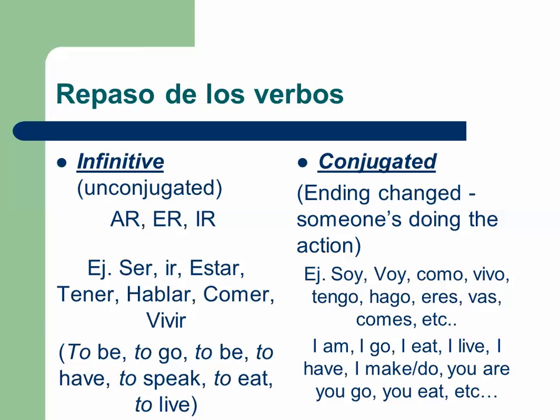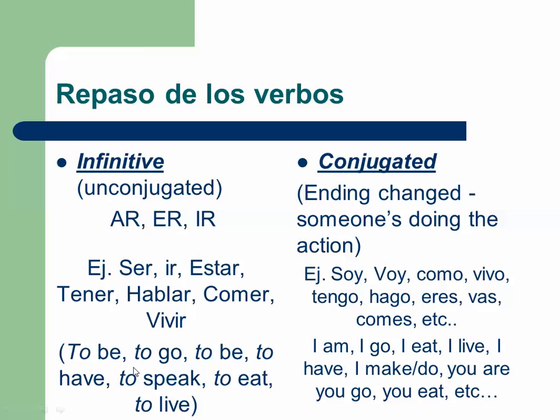Those AR, ER, and IR endings are going to be really important to help us decide what the ending is going to be when we do conjugate it. So it's very important to be aware of what's going on. The infinitive in English is to be, to go, to be. I'm just using the exact same ones as up here. That's why I have two forms of to be, because I have ser and estar. In English, we don't differentiate between them, but in Spanish they do. To be, to go, to be, to have, to speak, to eat, to live.